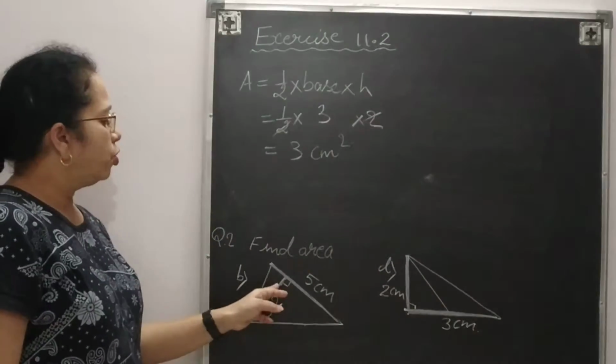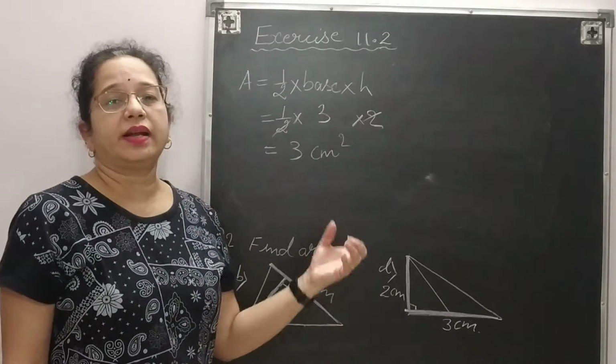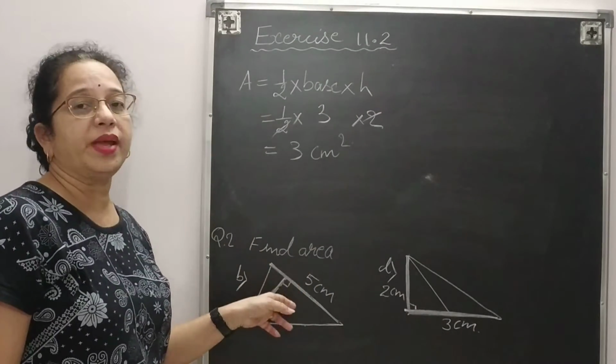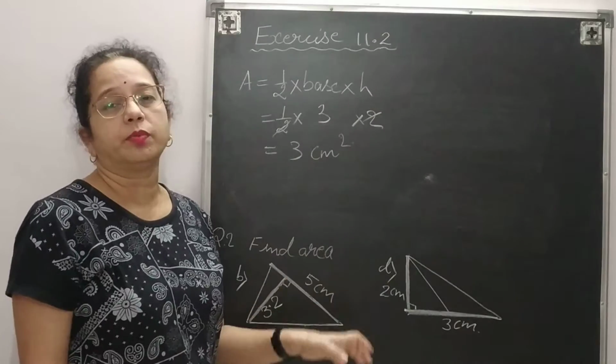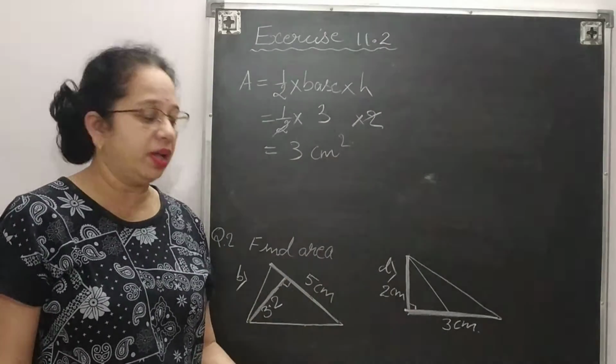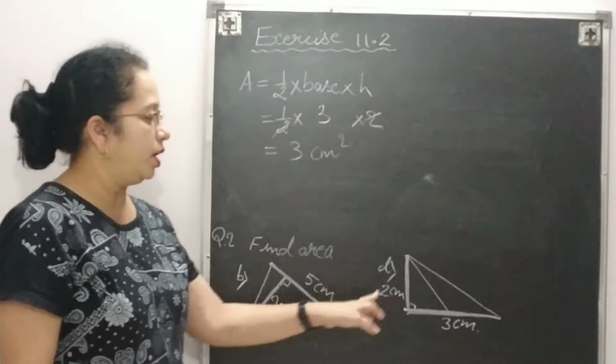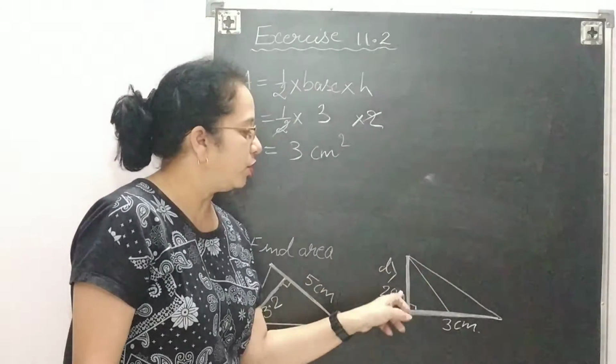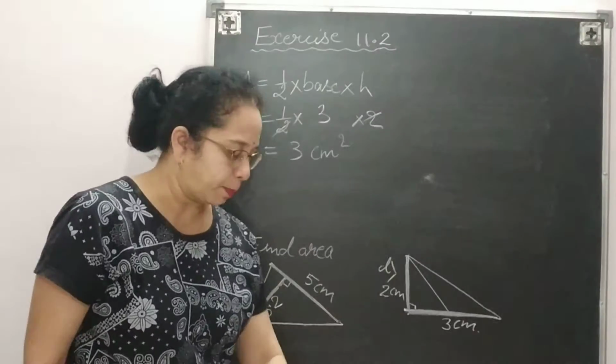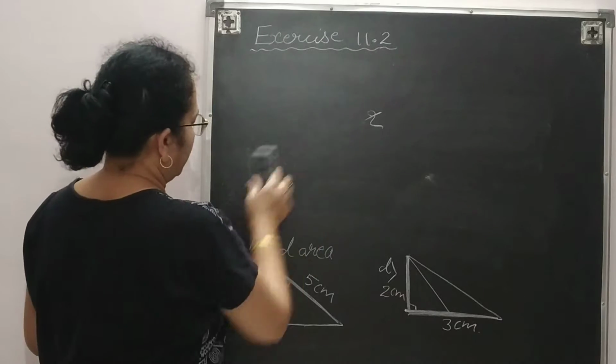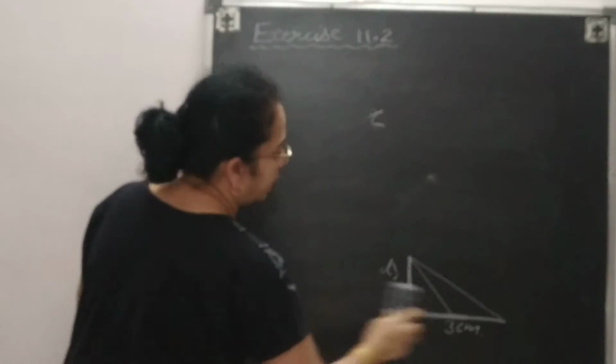Next question. You will get 2 perpendiculars. So that time we need to see which one is the base for the corresponding perpendicular distance, corresponding height. That's what I am explaining you here. This is the height, and for this height, this one is the base. Okay. So the next is question number 3.